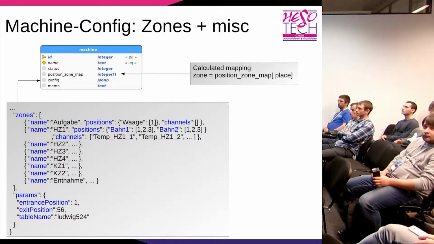And then we have to describe the zones. That is, in principle, for every zone, the name of the places, the number of the places which belong to this zone. So, and now let's go on. What does it trigger?